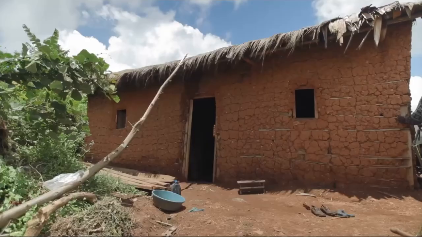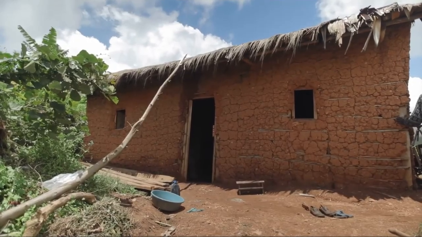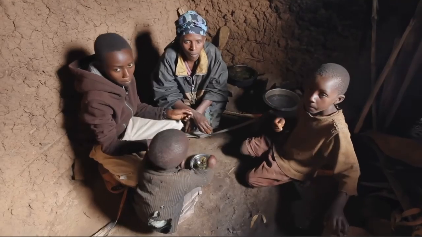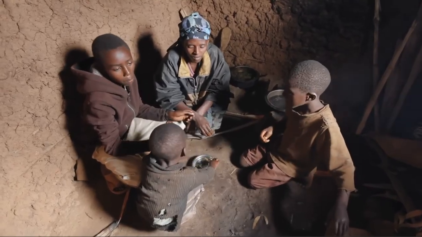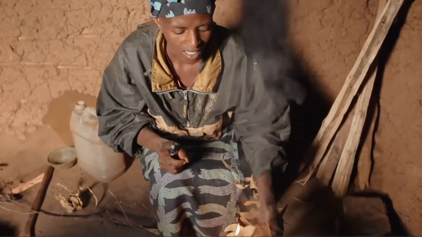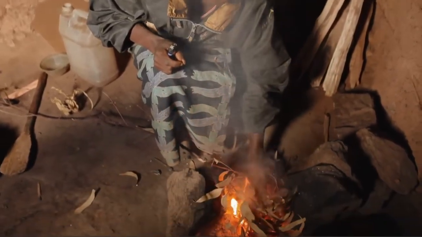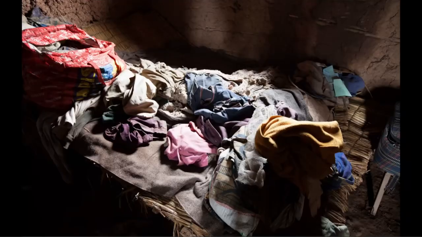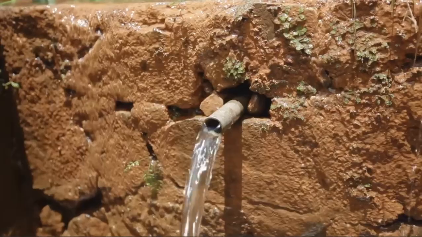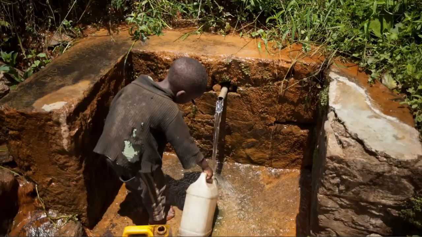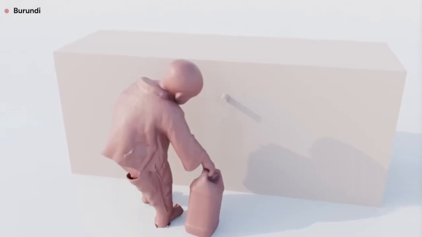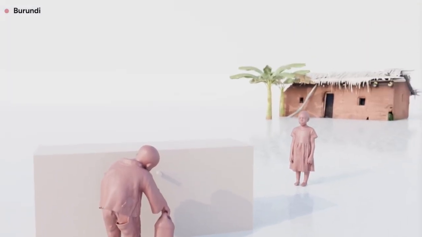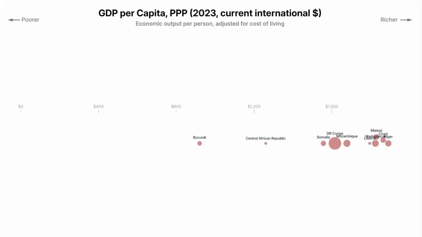The Gapminder Foundation documented how families live around the world and made their footage freely available. This family with 1 woman and 4 children had a total income of 90 cents per day. They live in a house with no electricity. Light comes from fire, which they also use to cook. This family sleeps on a bed made of straw, and this is their toilet. To find water, they need to walk to natural sources and carry that water back home. Most families in Burundi live in extreme poverty, and that's also true for most people in these countries.